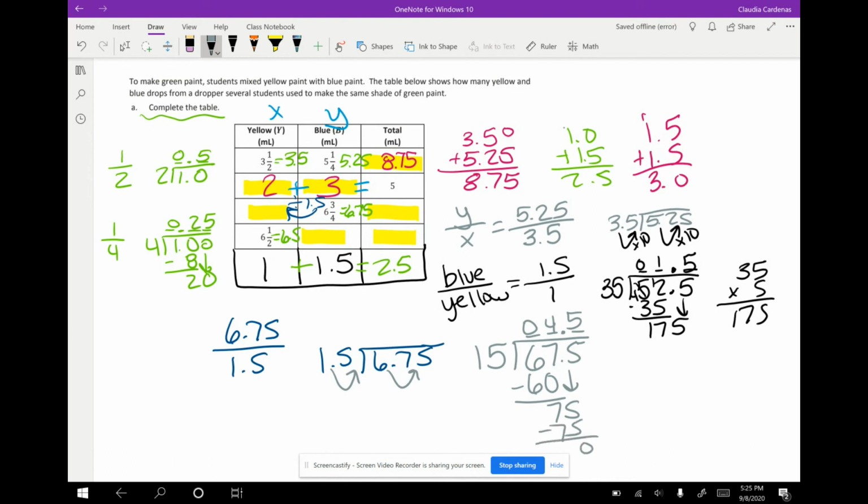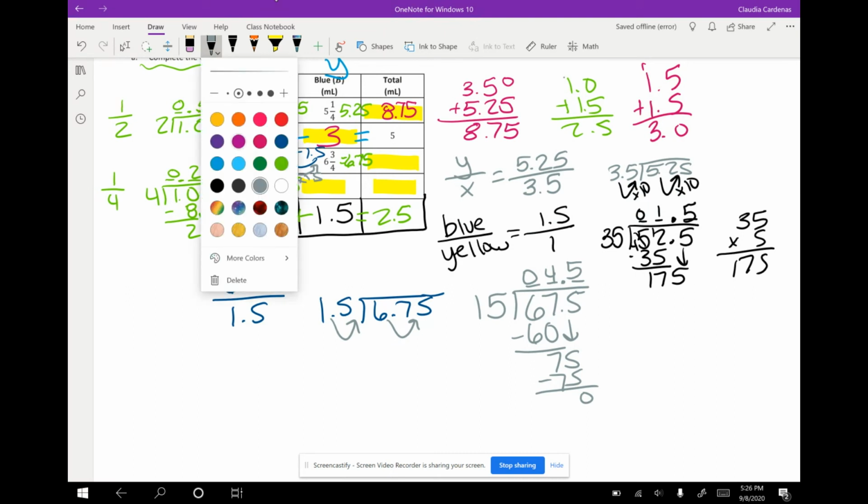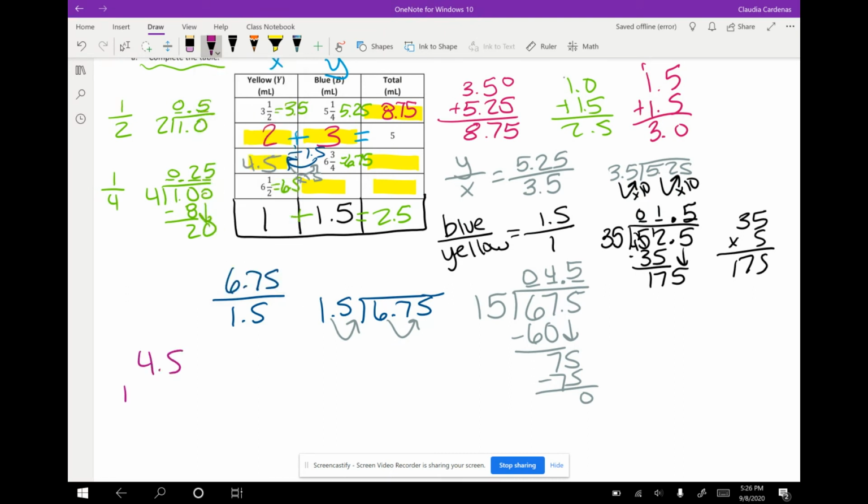And you can always double check my work here in a bit if you doubt me, but we get a total of 4.5 milliliters of yellow paint. So we can add that to our table, and we can always double check by doing the opposite and multiplying 4.5 times 1.5 to make sure that we are correct. In the interest of time, I'm going to go ahead and continue by finding the total of our yellow and blue paint for row 3. So 4.5 plus 6.75, I've lined up my decimals, I filled in the zeros, and now I have 11.25 milliliters total for our third row.